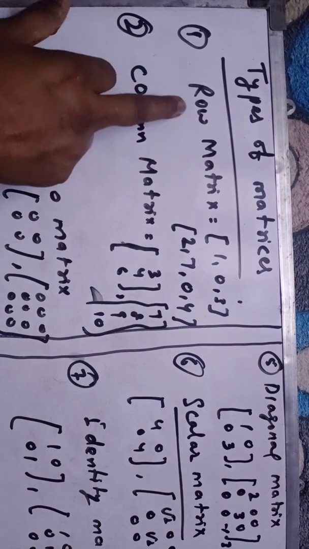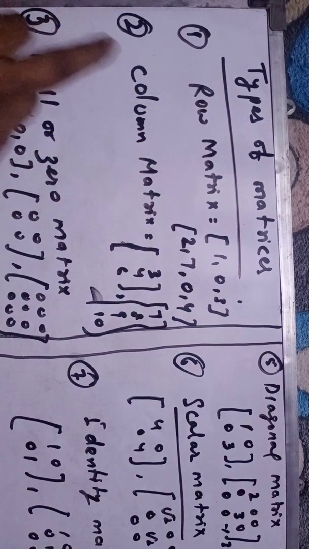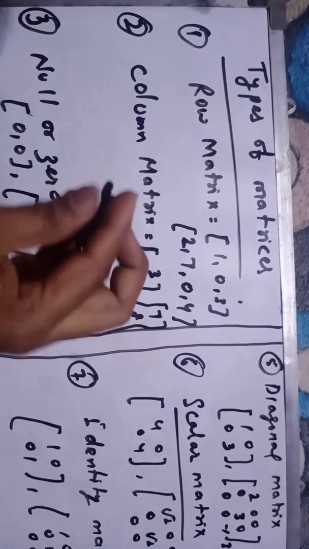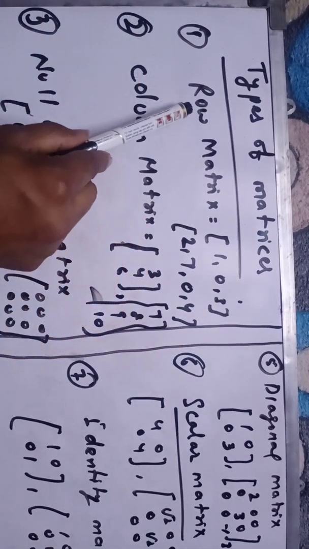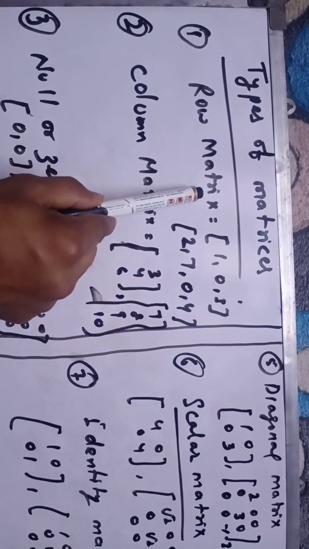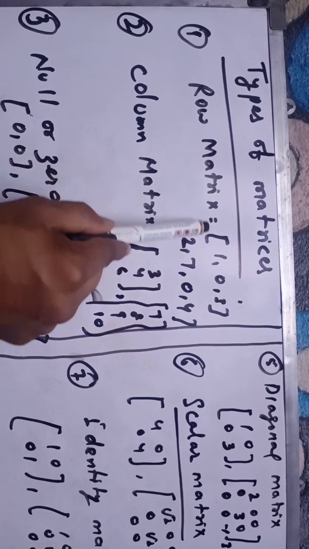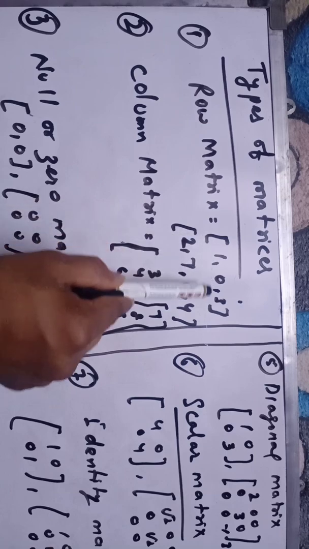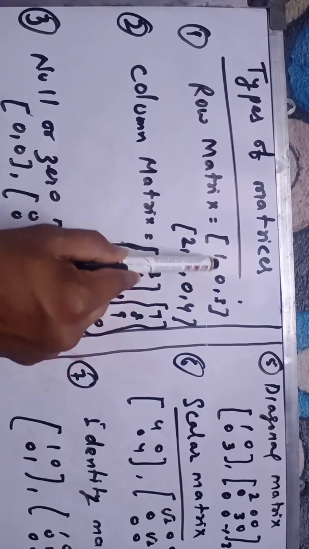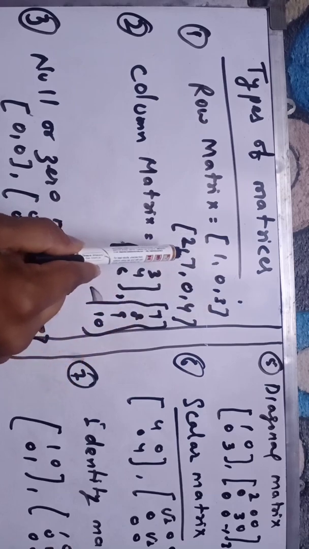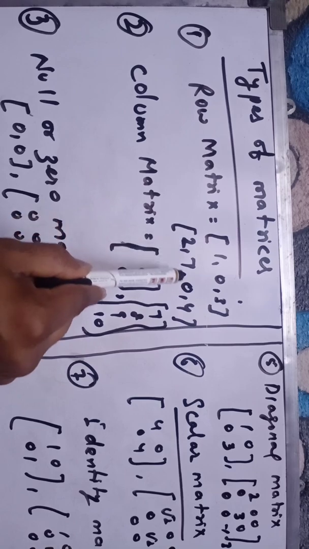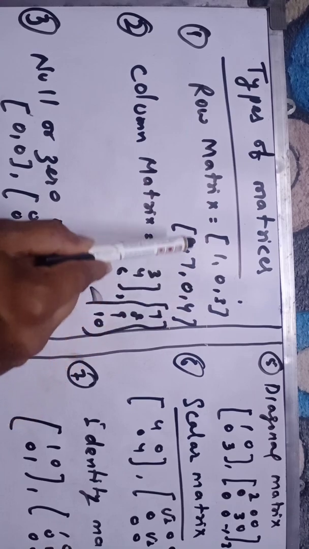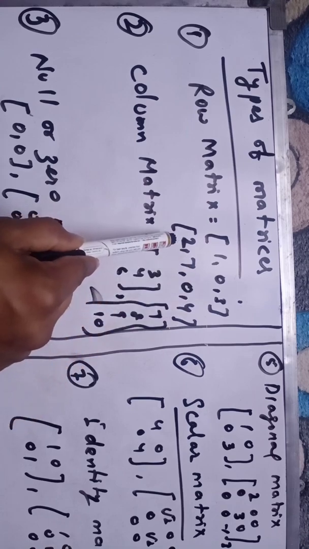The first matrix is row matrix. As you can see from the name, it is row matrix. Row matrix means you will get the elements only in one single row, like 1 0 3. This is a single row, and we will get all the elements in a single row. Similarly, if you take a second example, 2 7 0 4, all the elements are coming in a single row. So this is known as row matrix.